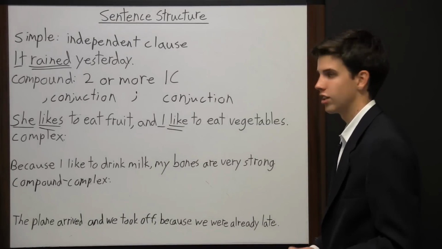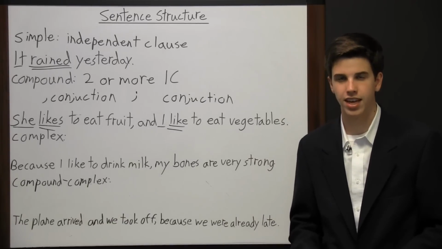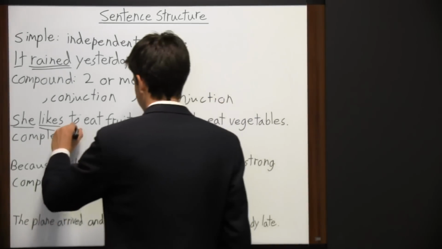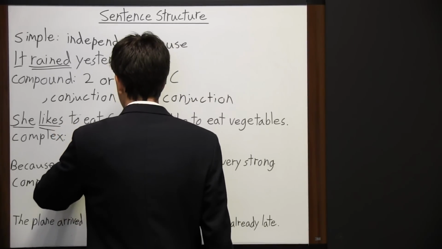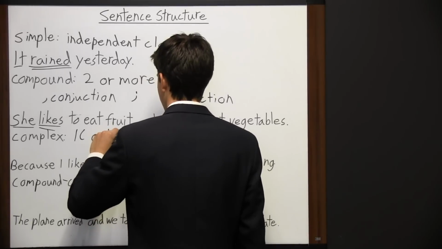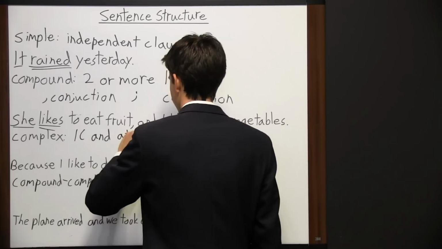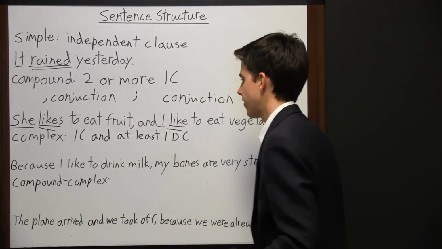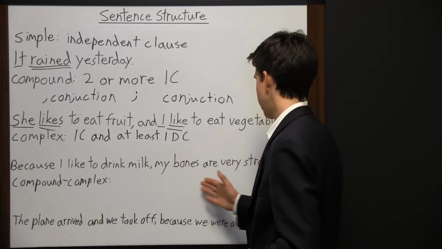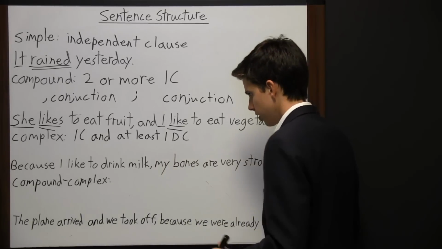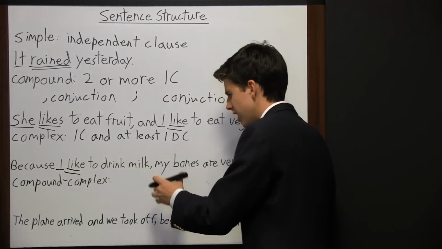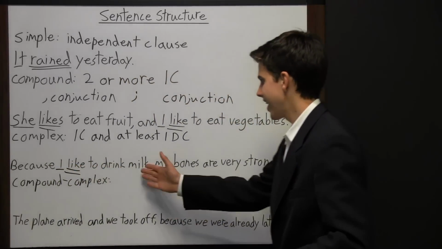Now the third sentence structure is a complex sentence. It has one independent clause and at least one dependent clause. So I'm going to write here independent clause and at least one dependent clause. An example of that is: Because I like to drink milk, my bones are very strong. Here you see the subject I and the verb like. So you have I like to drink milk. You have a subject and a verb, but this is not a complete sentence.